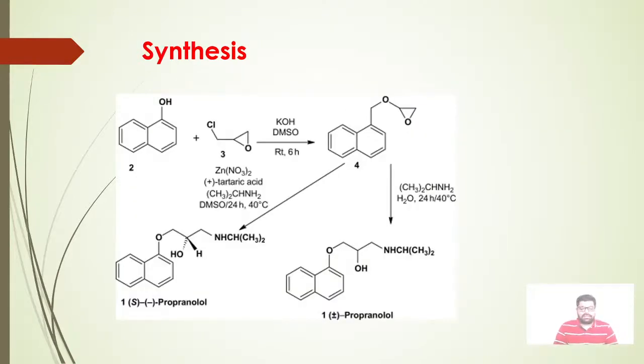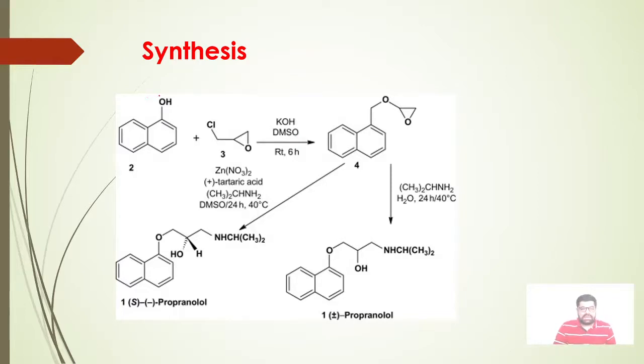The synthesis is very simple and it starts from 1-naphthol, or we can say alpha naphthol. When we get the alpha naphthol, we treat it with the epichlorohydrin. Friends, remember that EP means epoxide. Whenever you find that EP word, EP means epoxide. So epoxide is present in this molecule, so it is called epichlorohydrin, and it is treated with the KOH and DMSO. KOH is a base. When mixed with the DMSO, it is called a super base.